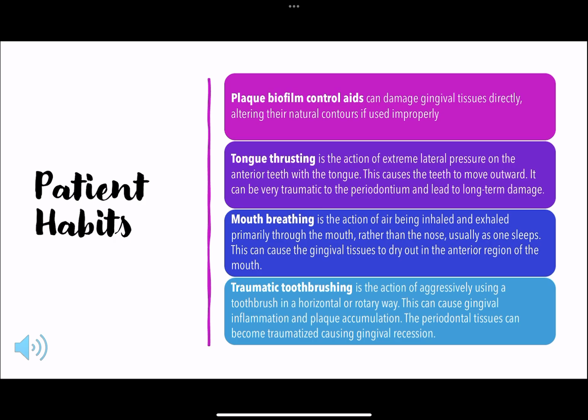Traumatic toothbrushing is the action of aggressively using a toothbrush in a horizontal method or a rotary method. This can cause gingival inflammation and plaque accumulation. The periodontal tissues can become traumatized, causing gingival recession. Traumatic toothbrushing usually occurs when a patient is not educated on how to brush their teeth at home or has a very strict regimen on how they brush their teeth.